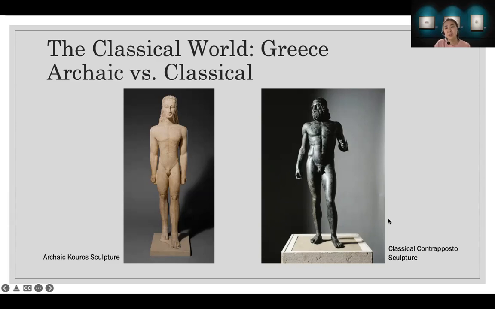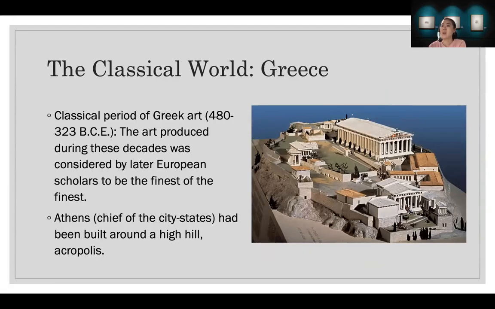On the other hand, the classical contrapposto sculpture shows incredibly natural movement and it has lots of details. Yes, it is realistic, very realistic. So we can tell this is the height of Greek art. So although all ancient Greek and Roman art is broadly known as classical, the art produced during the classical period was considered by later European scholars to be the finest of the finest.